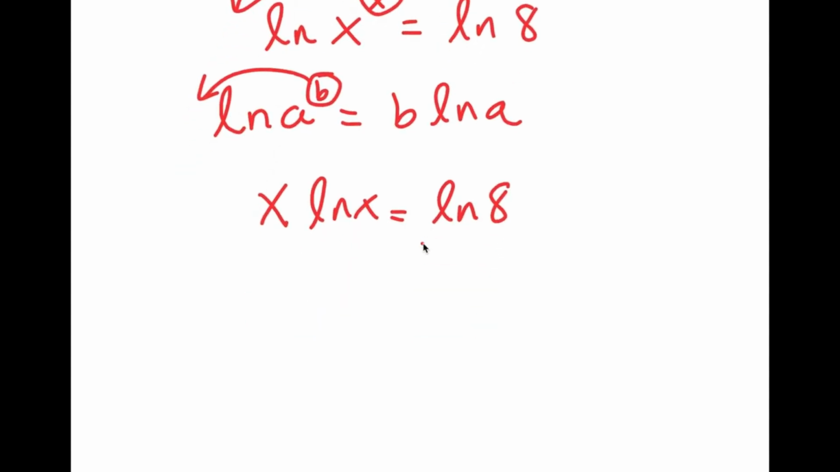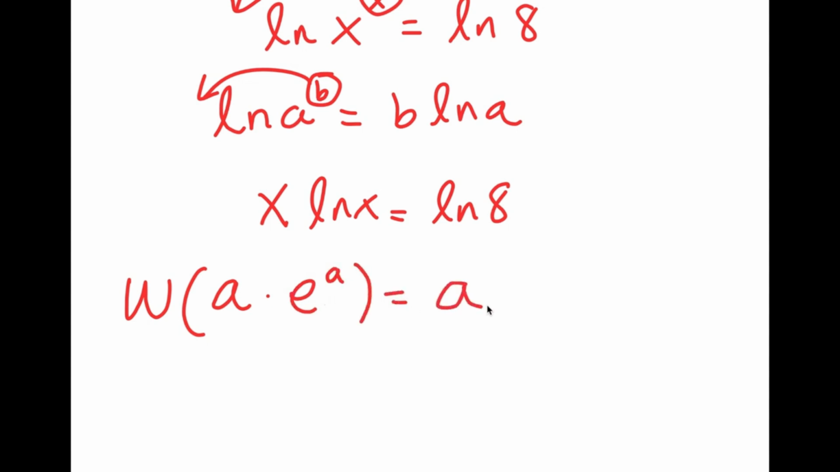Now from here, I'm going to use another formula that states that if I have something in the form W of a times e to the power of a, this is equal to a. And this is something known as the Lambert W formula. So if I take the W of something in the form a times e to the power of a, it's going to equal a.